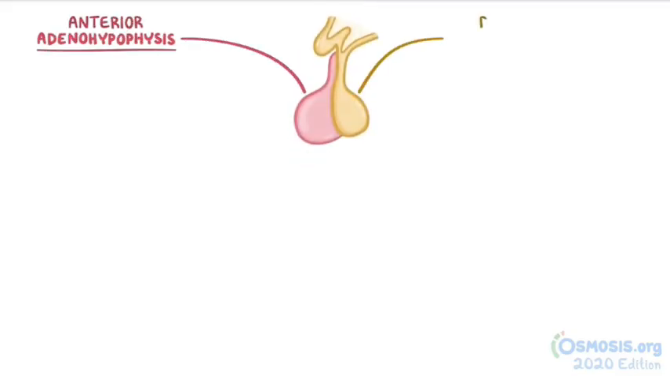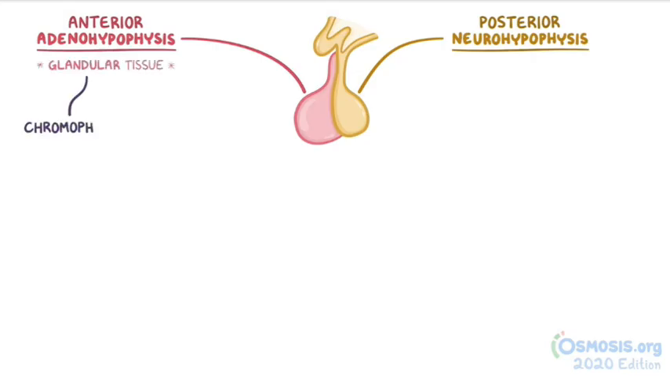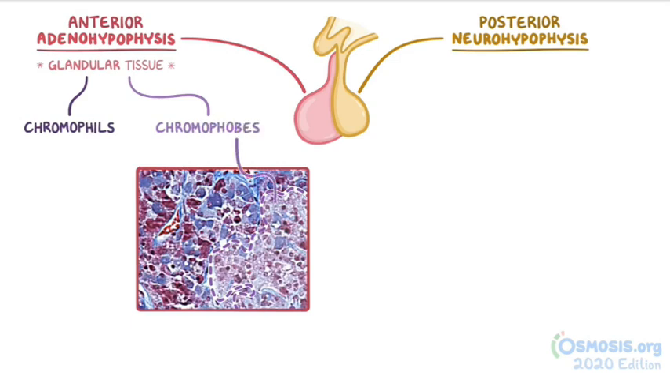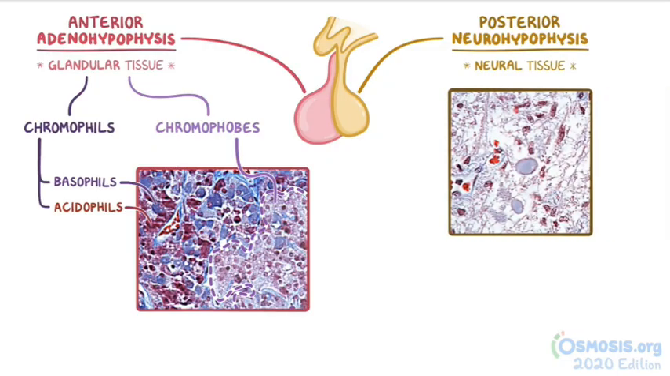Alright, as a quick recap, the pituitary gland has two main parts, the anterior adenohypophysis and the posterior neurohypophysis. The anterior pituitary is made primarily of glandular tissue that's broadly split into chromophils and chromophobes. The chromophils are then further divided into basophils that stain purplish blue, and acidophils that stain dark red. The posterior pituitary is primarily neural tissue. Under high magnification, the distended nerve terminals called Herring bodies can be seen, which release either oxytocin or ADH to be carried away by nearby capillaries.